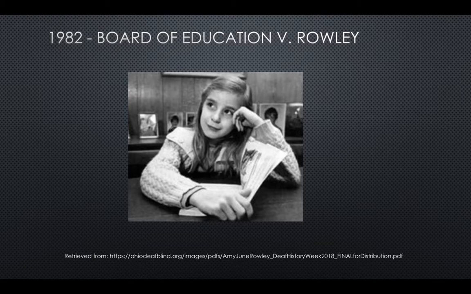Tests conducted with and without an interpreter proved her parents to be right. However, the courts ruled in favor of the school. This case went all the way to the Supreme Court, who ruled 6-3 that under the Education for All Handicapped Children Act, Amy was only entitled to a free and appropriate public education, not an above-average one.